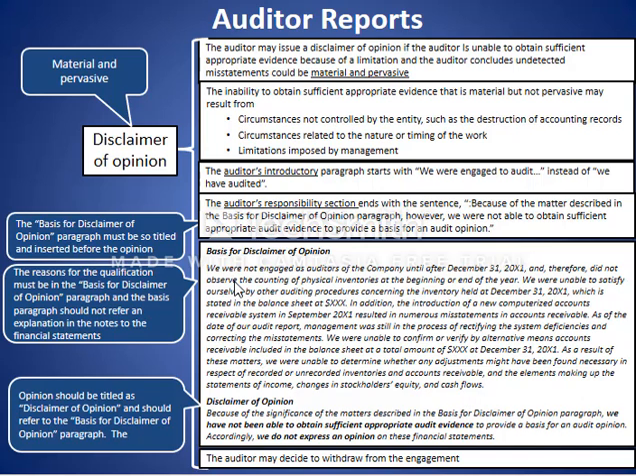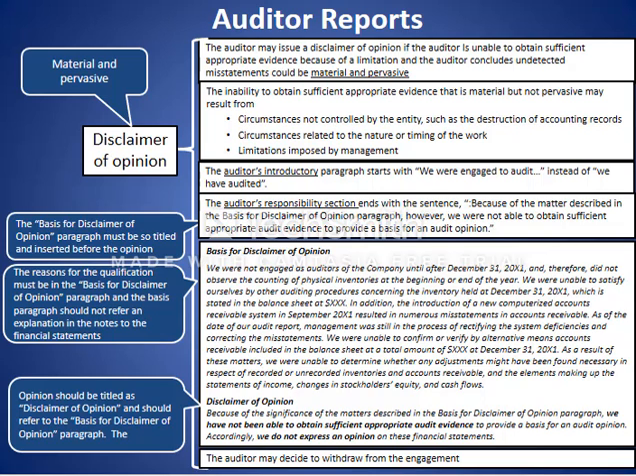Now, in this case, again, this is when we don't have enough evidence, and the auditor concludes that the potential undetected misstatements could still be material and pervasive. We issue this disclaimer of opinion. And again, the audit standards give the auditor an out, in that the auditor may decide to withdraw from the engagement.